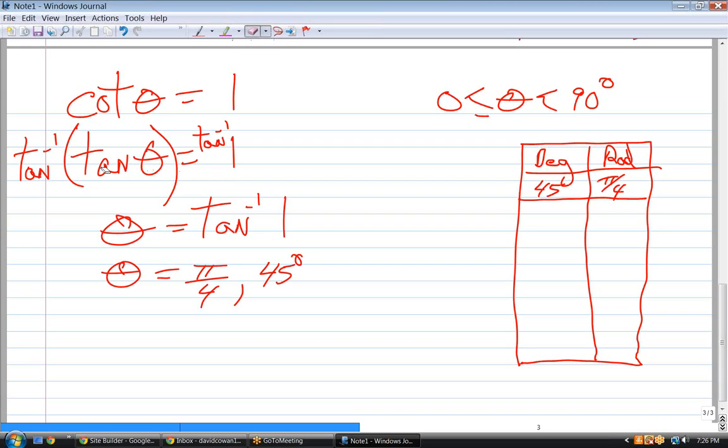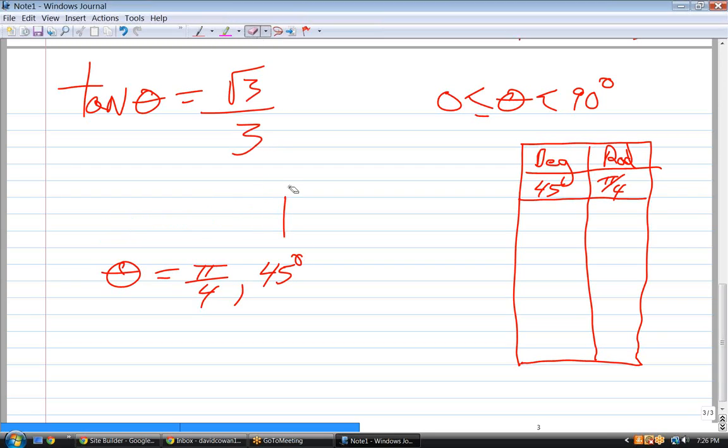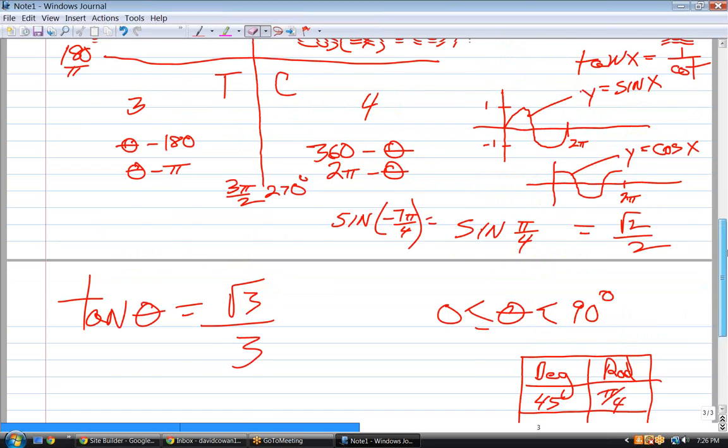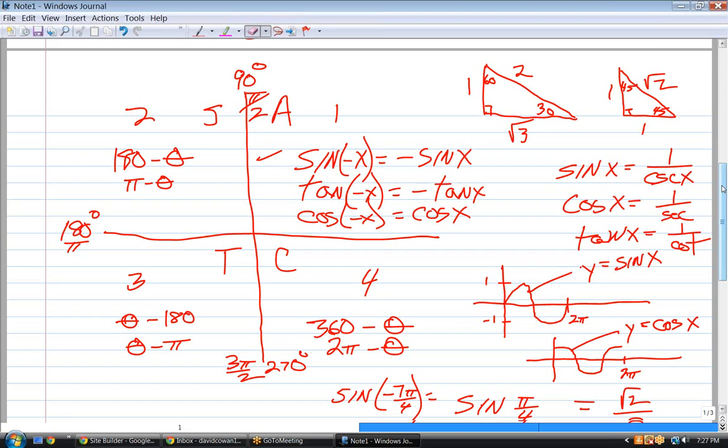Then I have another one similar to that where it gives you the tangent of theta equals root 3 over 3. So if you go up here and look for root 3 over 3 in those two triangles, you won't see it. So it's important for you to know that root 3 over 3 is the same as 1 over root 3. Yeah. So which angle is it? 30. Okay.